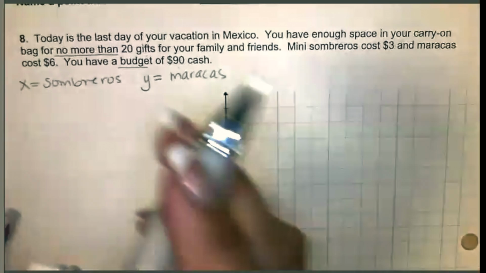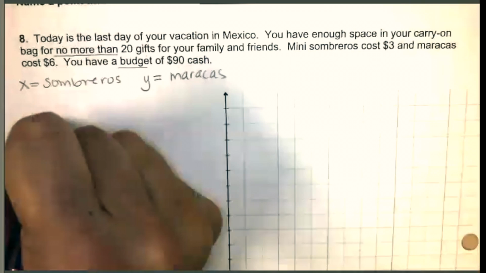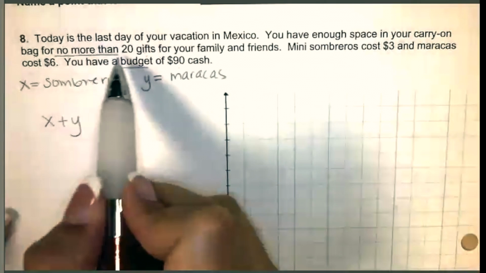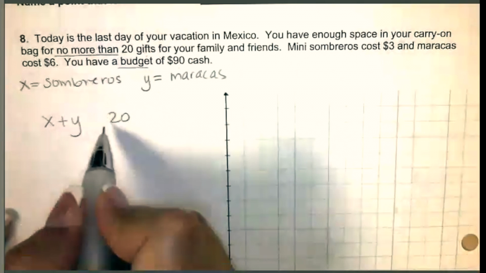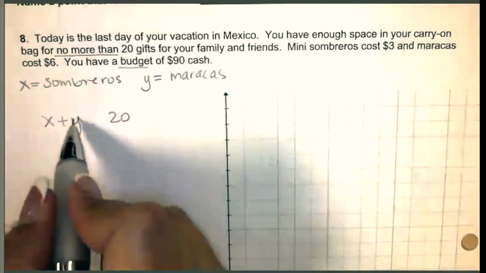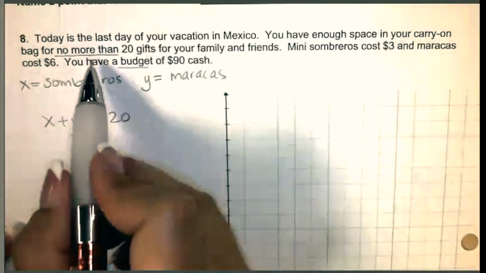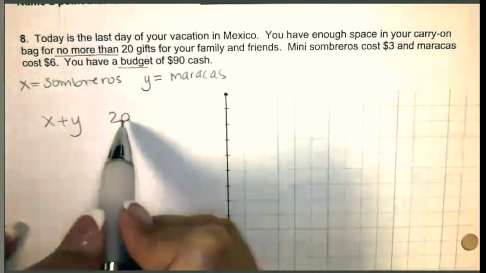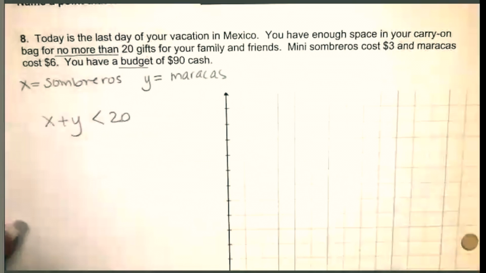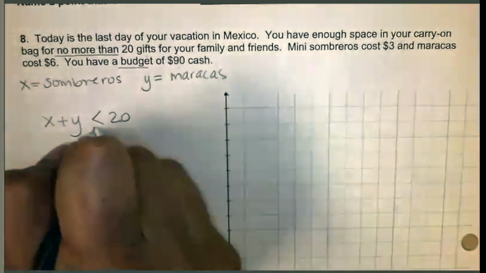It says we have space for no more than 20. So our sombreros plus our maracas, in order to show this no more than, we have to think about which way we want the inequality sign here. Do we want the X plus Y to be bigger, or do we want the 20 to be bigger? No more than means this is the most I can put in the luggage, so that has to be the bigger one. So it has to be on the open side of that inequality. Since we can get all 20 in there, then we need an equal sign.